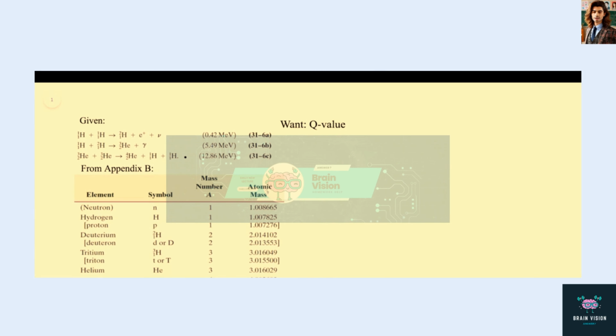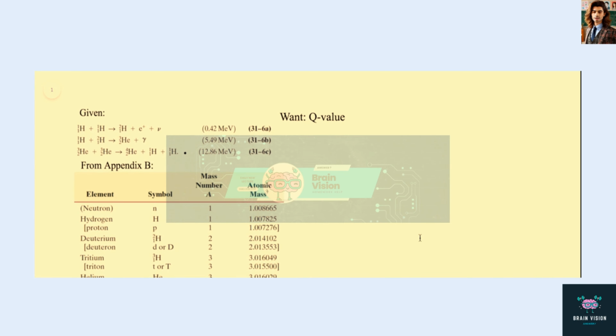Hello everyone, I'm doing problem 30 of chapter 31. This question concerns the proton-proton chain, which is a fusion reaction describing the energy output of our sun. The question refers us to formula 31.6, which I've reproduced here, which gives us 3 reaction equations that describe the fusion process. Each reaction is associated with a release of energy given in brackets here, and this released energy is, in fact, the Q value that the question is asking us about.